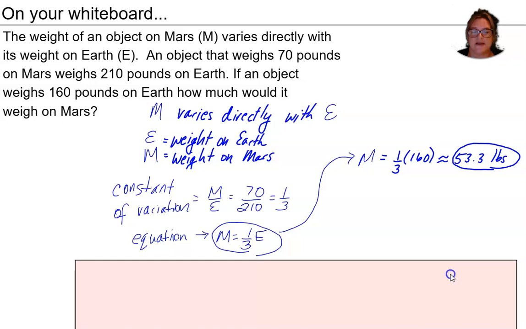Okay, then we can write our direct variation equation. M is equal to 1/3 E. And finally, if an object weighs 160 pounds on Earth, how much would it weigh on Mars? We're going to put that 160 into the equation, substituting in place of E. So the weight of the object on Mars is equal to 1/3, the constant of variation, times the number of pounds the object weighs on Earth. And 1/3 of 160 is approximately 53.3 pounds.